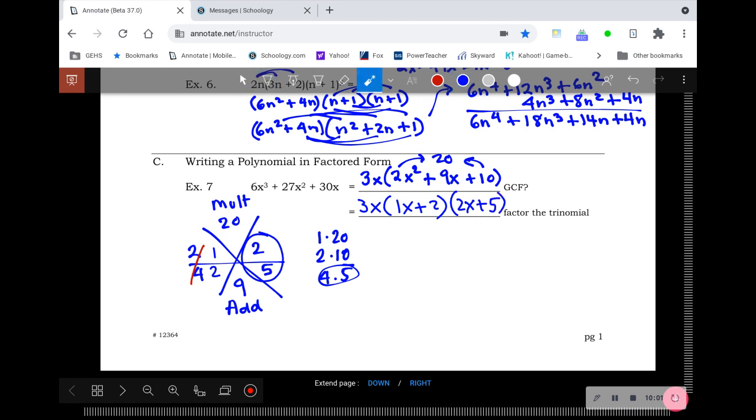And if you double check, first times first gives 2x squared, last times last gives 10. 5x on the outside combined with 4x on the inside does give 9x in the middle. So this problem is done correctly, and that ends our video for page 1.